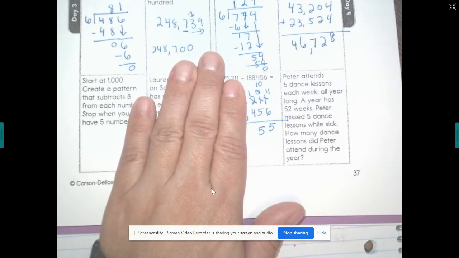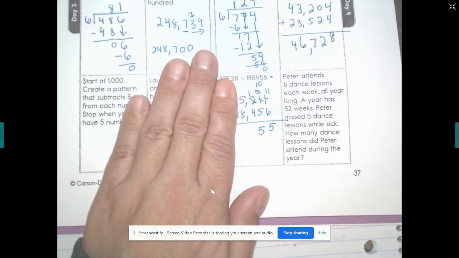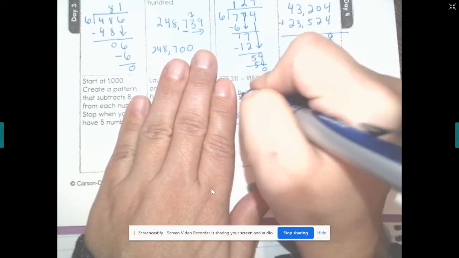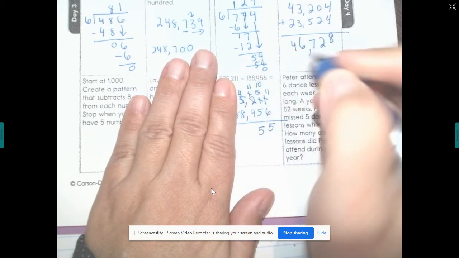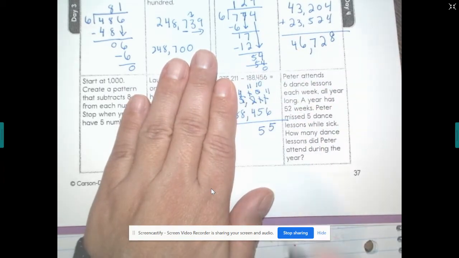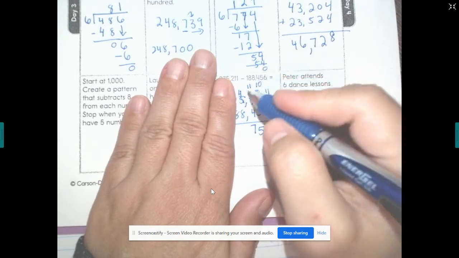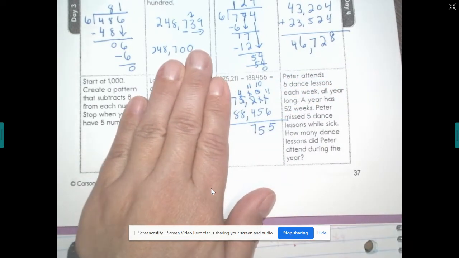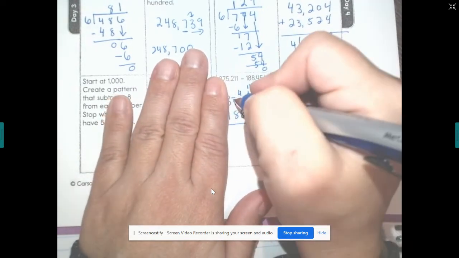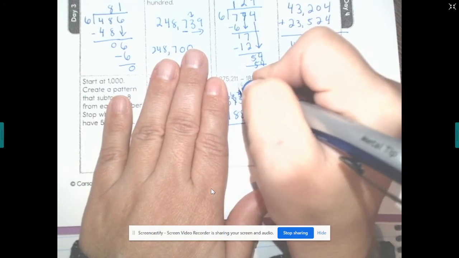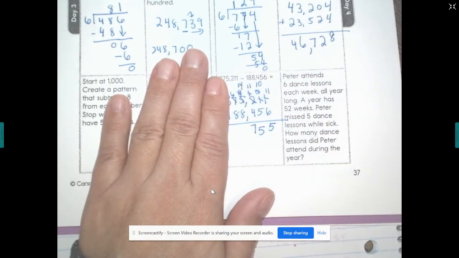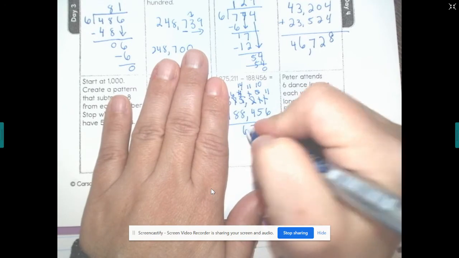Now I go to the hundreds place. Can't do 1 minus 4, so I go next door. The 5 becomes a 4, and the 1 becomes an 11. 11 minus 4 is 7. Then I go next door. 4 minus 8 we can't do, so lots of regrouping. The 7 becomes a 6, and the 4 becomes 14. 14 minus 8 is 6.